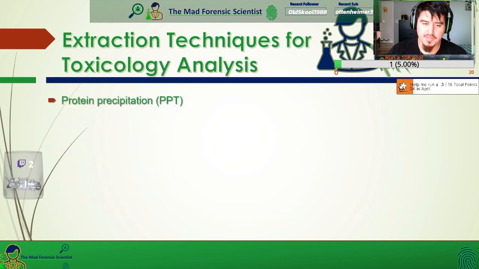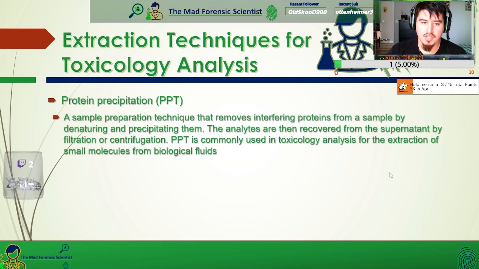Then you have protein precipitation, which is a sample preparation technique that removes interfering proteins by precipitating them out. Then you recover the supernate, typically by centrifugation or filtration. It's commonly used for extracting small molecules. This is what we often call dilute and shoot. We just put a solvent into a small amount of sample, usually urine or saliva, and we crash out all the proteins and cells, and leave behind the drug in the organic. Then we take off the organic and run that on the instrument.